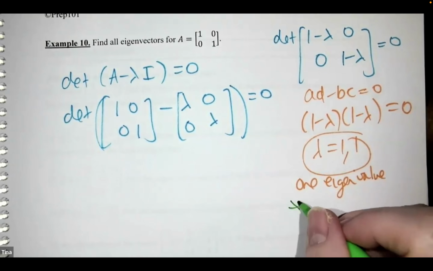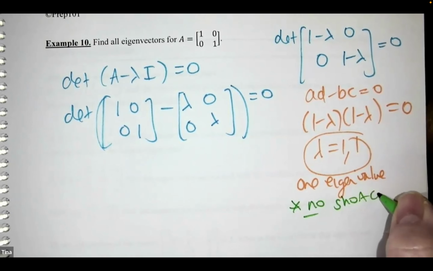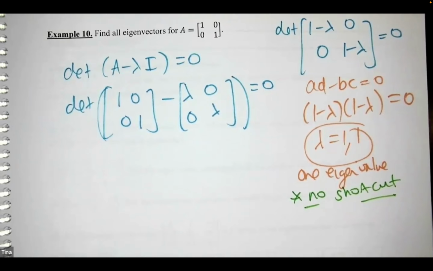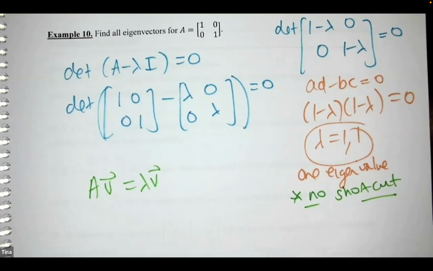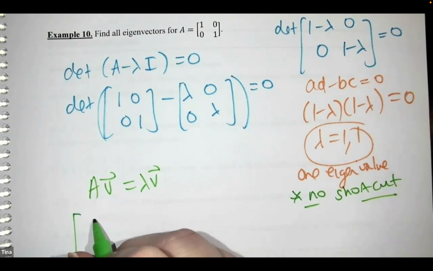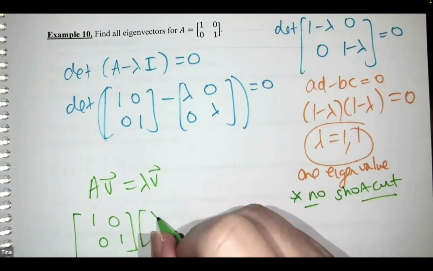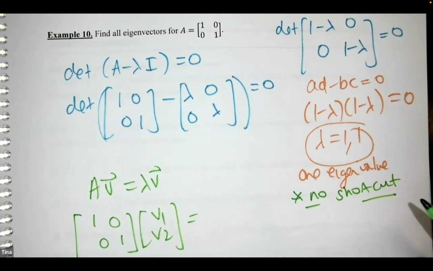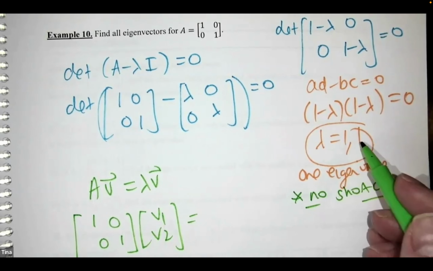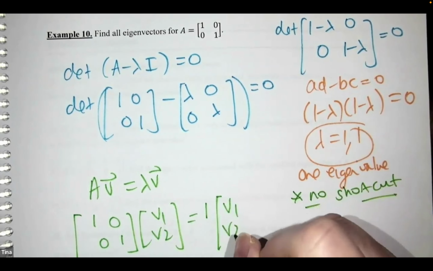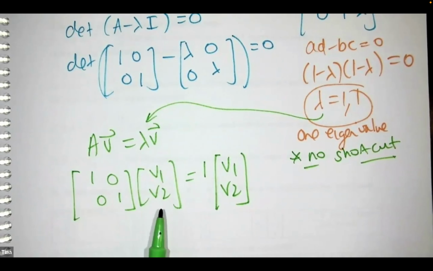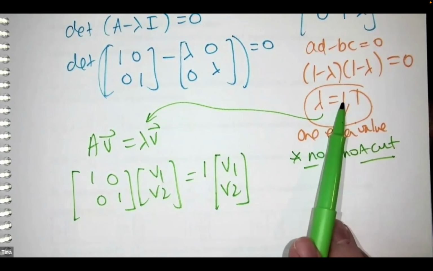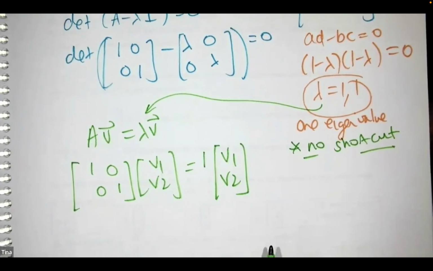So there's no shortcut method allowed, right? You can't use any shortcut because it's never going to show you both eigenvectors if there are two. So we can use AV equals lambda V, or A minus lambda I times V equals the 0 vector. So if I take my A times V, V1, V2, equals lambda, which is 1, times V. So this is my A matrix, this is the vector V, V1, V2, equals 1, my lambda, times V1, V2.